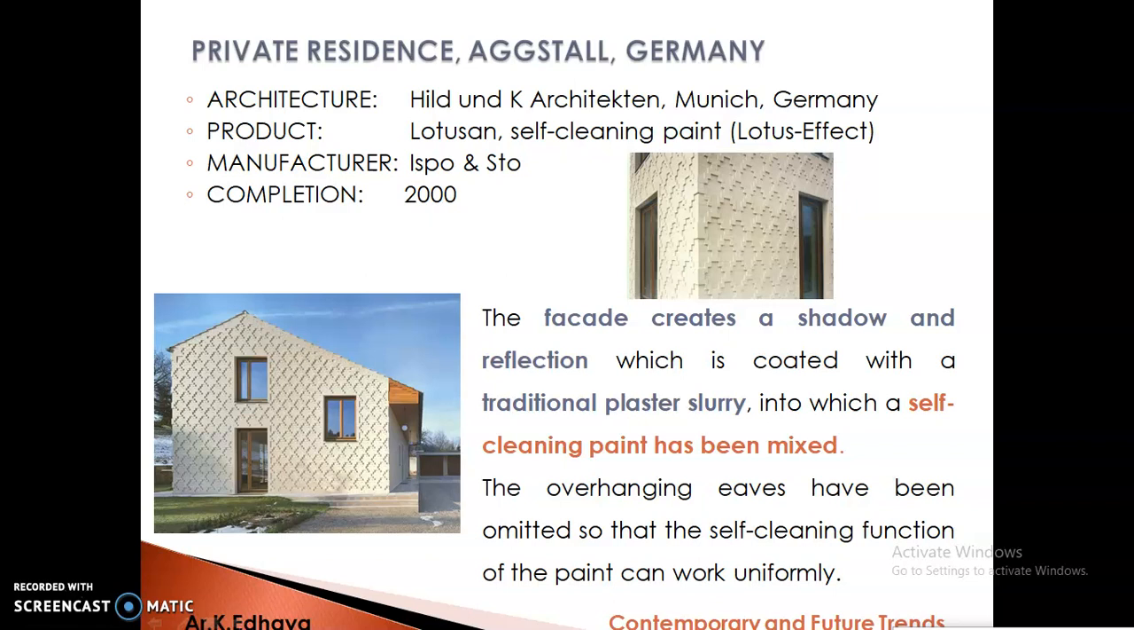Traditionally in Germany, they have long eaves on their roofs. When we have overhanging eaves from the roofs, they try to protect your building surface from rainwater. Rain is the essential part for this kind of self-cleaning application. So they have reduced the sizes of the eaves and implemented it.